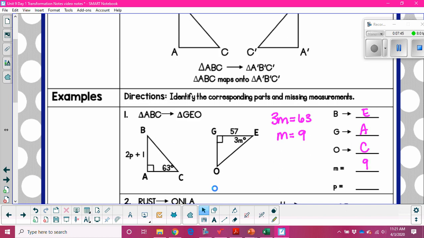Okay, so now we need to find P. P is over here on side AB. We know that AB goes with GE, which is 57. So we have 2P plus 1 equals 57. We would subtract 1 from both sides to get 2P equals 56. And then divide both sides by 2, and we get that P is 28.